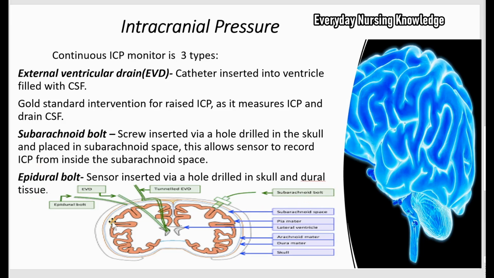In epidural bolt, again a hole is drilled into the skull and a sensor is placed in the epidural space, and the sensor detects the intracranial pressure. The difference between external ventricular drain and the Bolt system is in EVD you can measure ICP as well as drain CSF, whereas in Bolt system you will be able to record or measure only intracranial pressure.